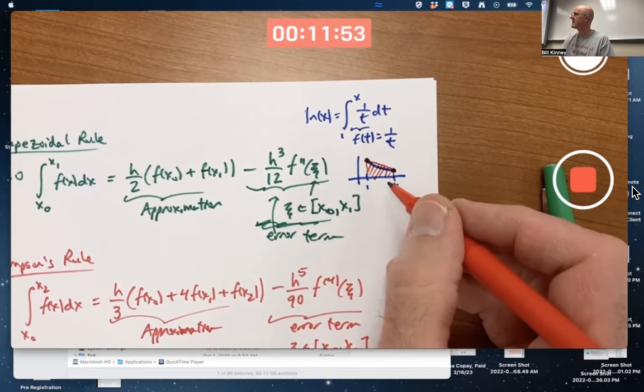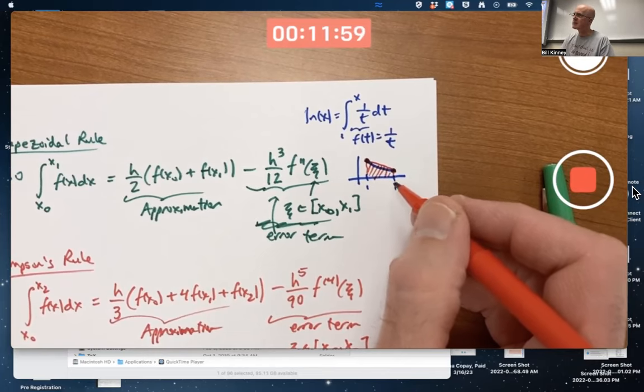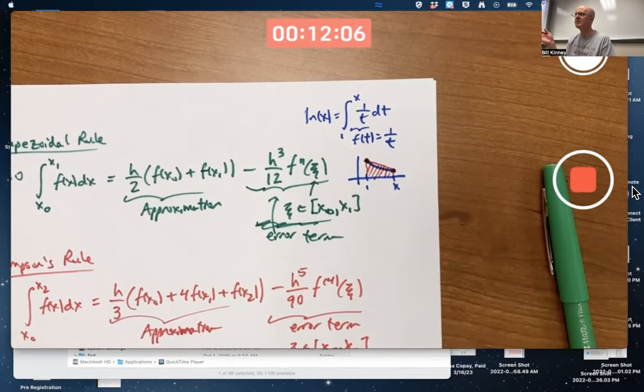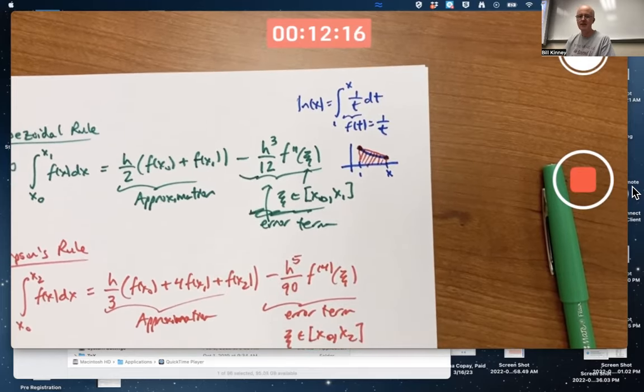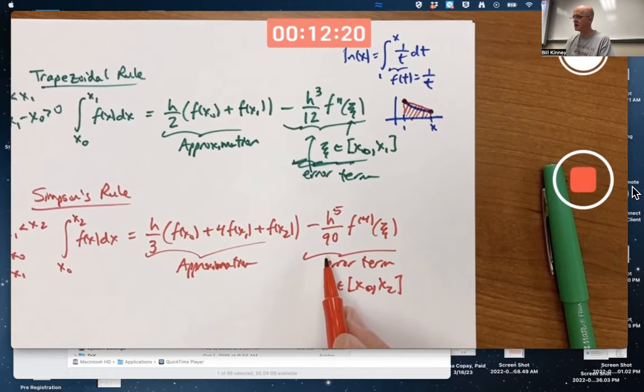You can see if the graph's concave up like this, and it is the fact that it's concave up, not the fact that it's decreasing, the trapezoid rule is going to give an area too big, an estimate too big. Since the error is actual minus approximate, if the approximation is too big, you're going to be subtracting a bigger number. You're going to get a negative error, which is confirmed by that minus sign there. Evidently, with Simpson's rule, you get a negative error, a too big approximation, if the fourth derivative is positive.